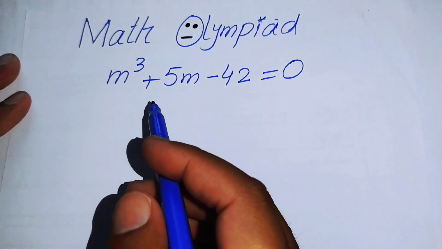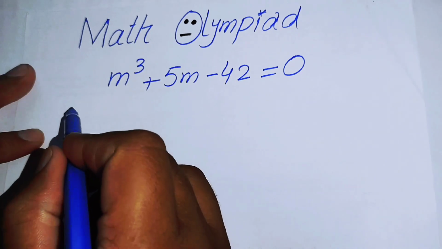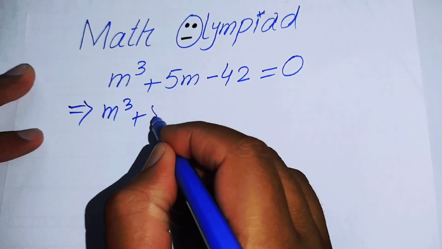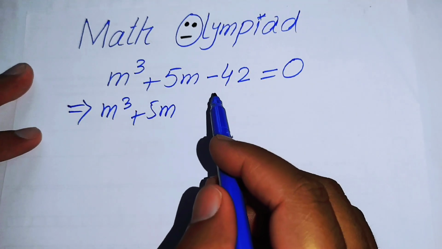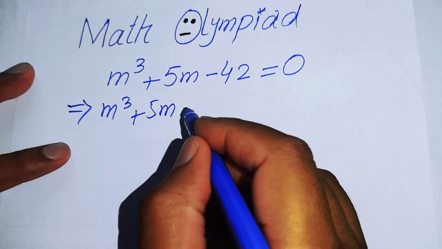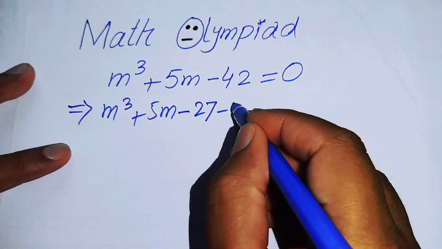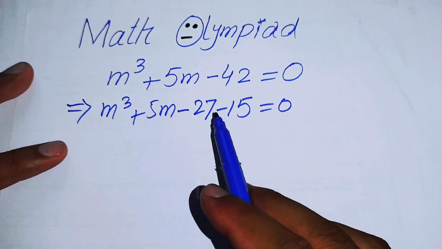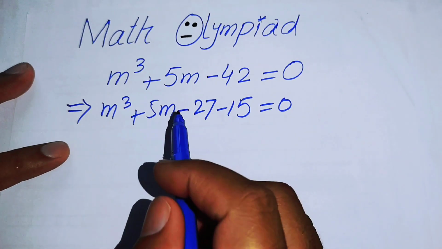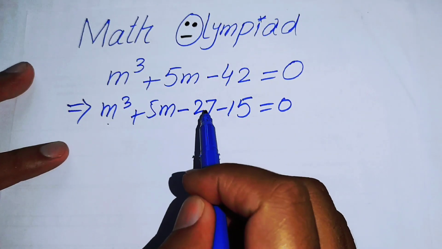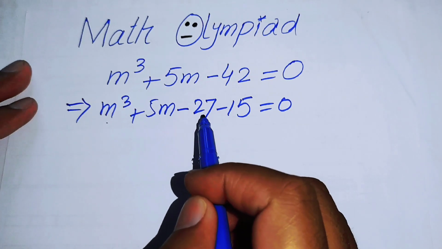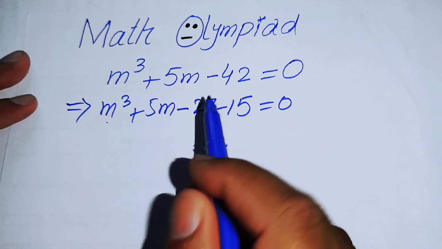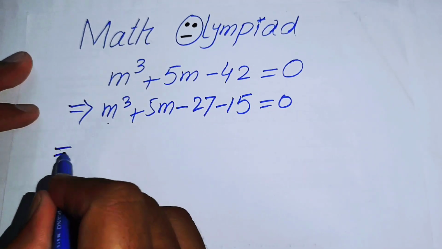So the very first thing we are going to do is, first I can rewrite this equation as m cubed plus 5m, and here you have minus 42, and we can write it as minus 27 minus 15 is equal to 0. I can rewrite minus 42 in this way because here we need the two terms in cubic form. So here you can write 27 in cubic form, which is 3 to the power of 3. Okay, so I can break this 42 in this way. So now I can make the pairs of the cubic terms.